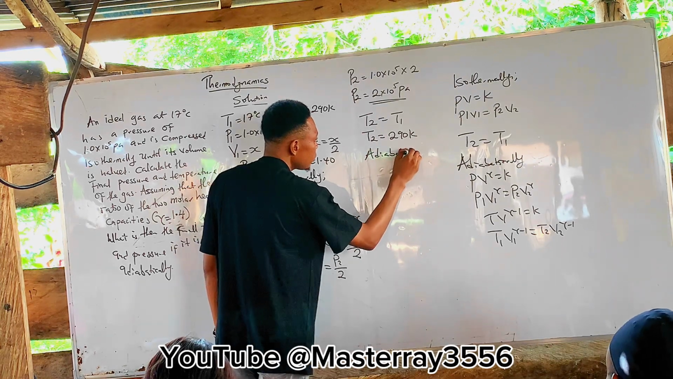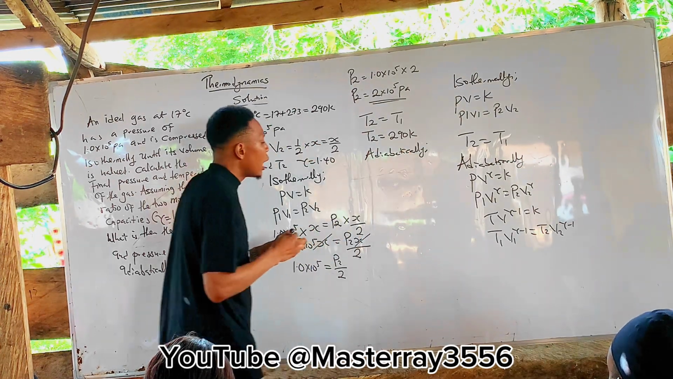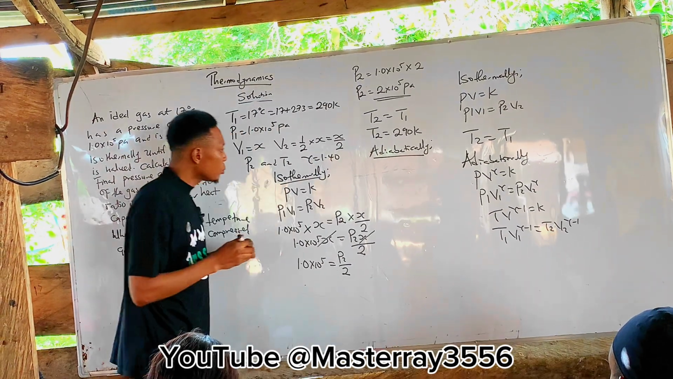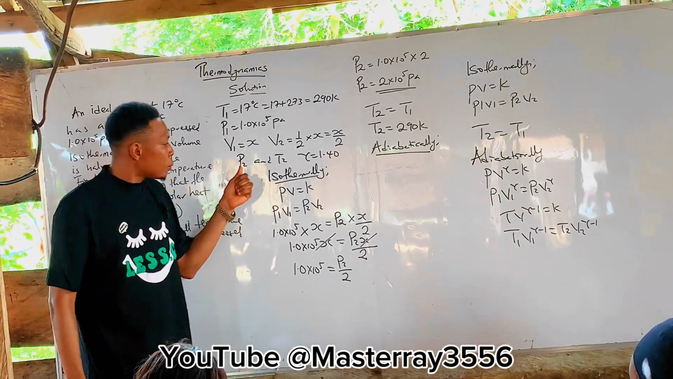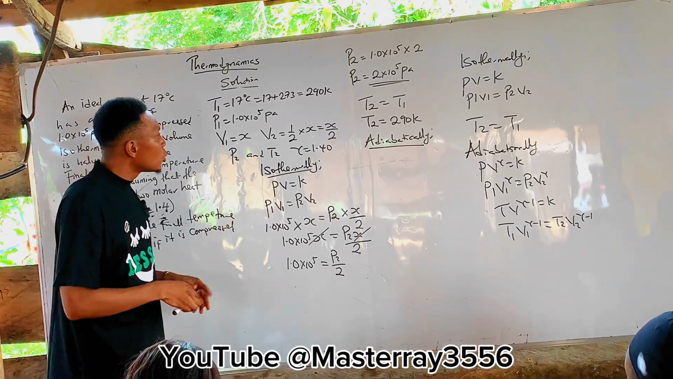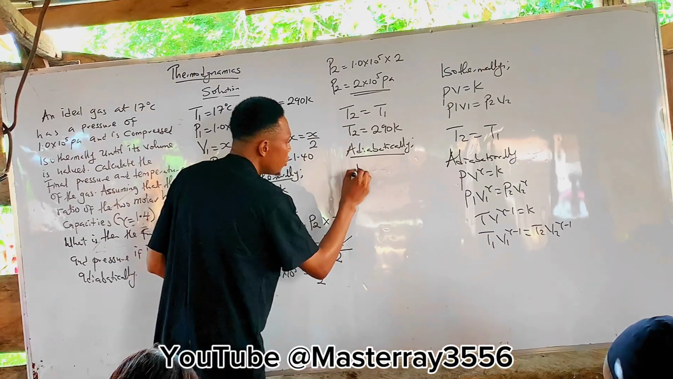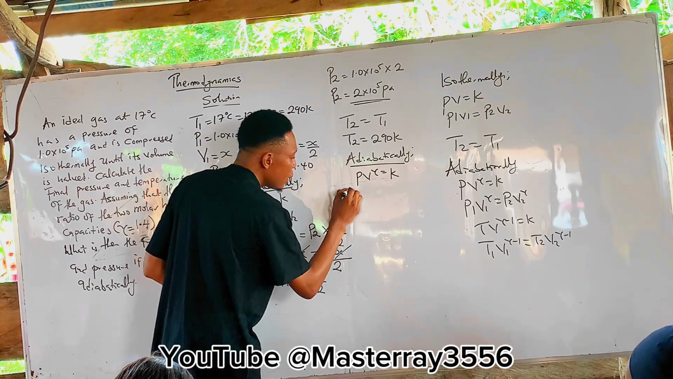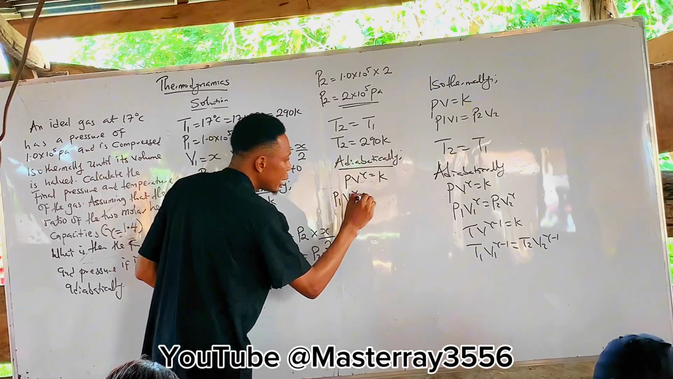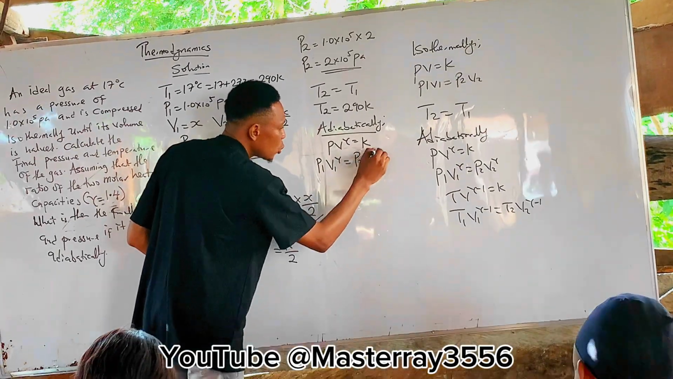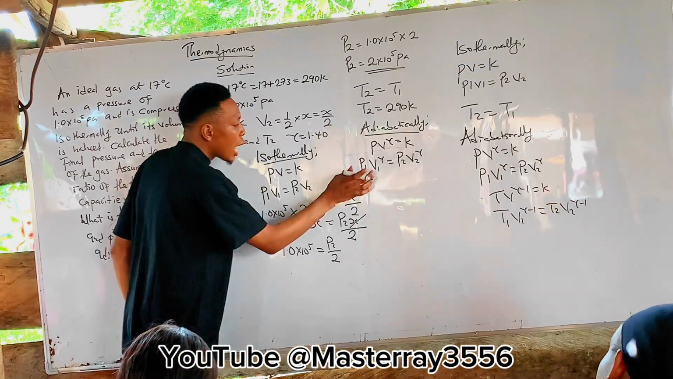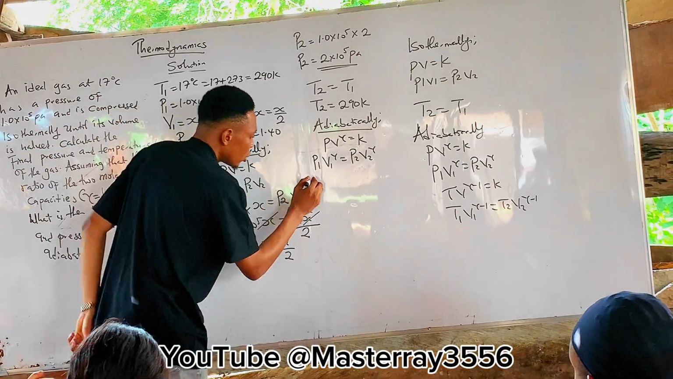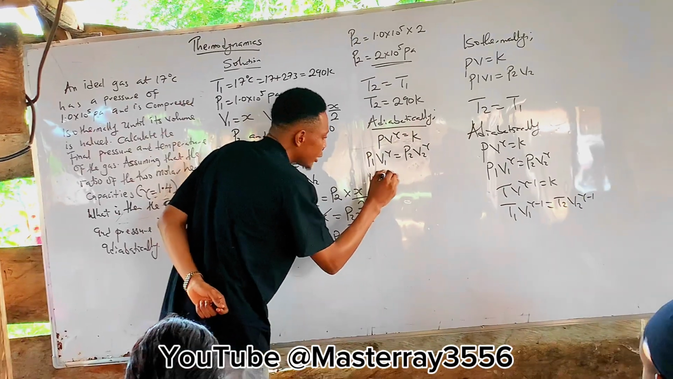Adiabatically. Now, this time around, we also have to look for what? P2 and T2, right? Now, to get our P2, we have PV to the gamma equals K. Are you following? That means P1 V1 gamma equals P2 V2 gamma. Are you following? So what's our P1 here? What's P1? 1.0 times 10 raised to power 5.